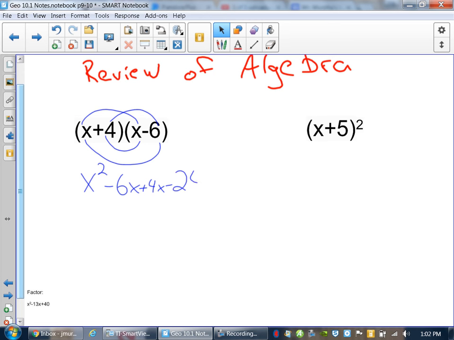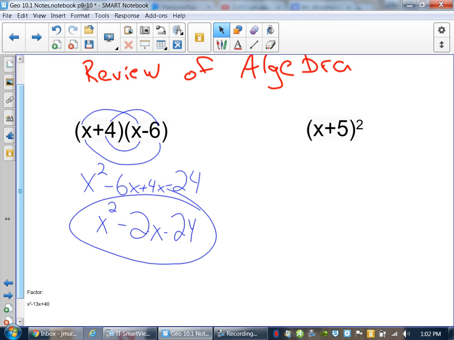And this is, again, something that each and every single one of you have done before. We did it a bunch this year so far, and I know you did a ton of it last year. So when you multiply that out, you get x squared minus 6x plus 4x minus 24. Combine your like terms, and you're left with x squared minus 2x minus 24. And that's what it looks like FOILed out.